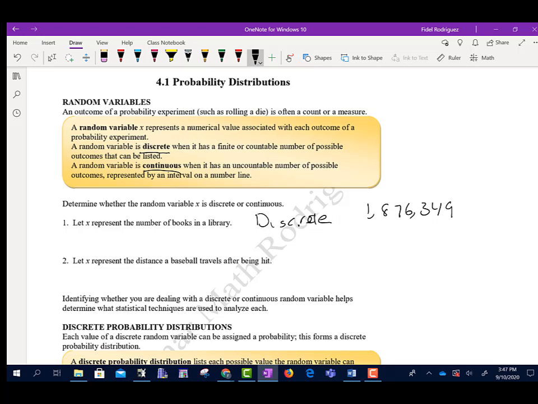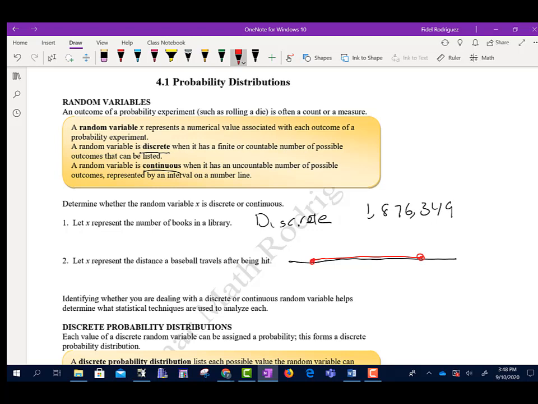Now it says, let x represent the distance a baseball travels after being hit. Now a baseball traveling, guys, is measured kind of like on a number line. You know what I mean? It would be something like this. And this would be continuous because that distance, you can't necessarily count. You might say it traveled 3 feet or 18.9 feet or whatever, but it's going to be continuous because there are not countable measurements.